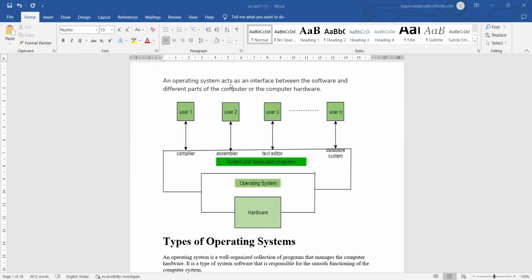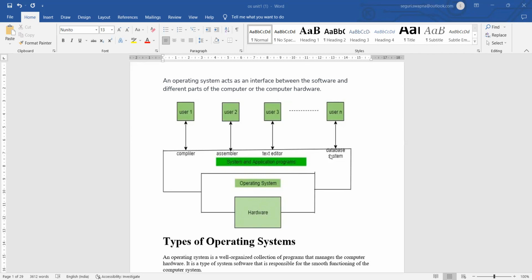An operating system acts as an interface between the software and the different parts of the computer, or the computer hardware. That is, it acts as an interface between the user and the computer hardware system. The instructions which are given by the user are taken by the operating system and passed to the respective hardware. That is the work of the operating system.